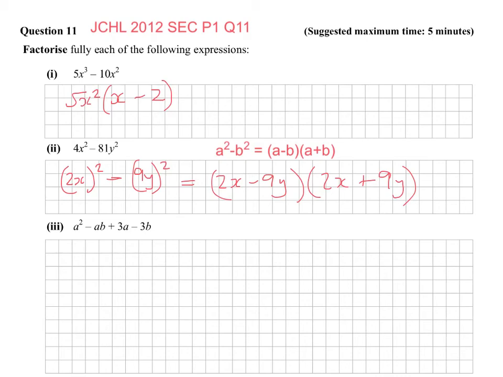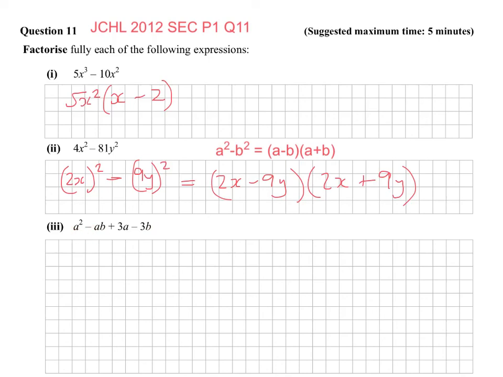Moving on to part 3, we have 4 terms and we've got to factorize it. We do this by taking 2 terms at a time. You can take these 2 terms and factorize them, and separately these 2 terms. You could also do other pairings. You could take a squared and minus 3b, and minus ab and plus 3a. But here I'm going to stick to, wherever possible, the first two and the last two.